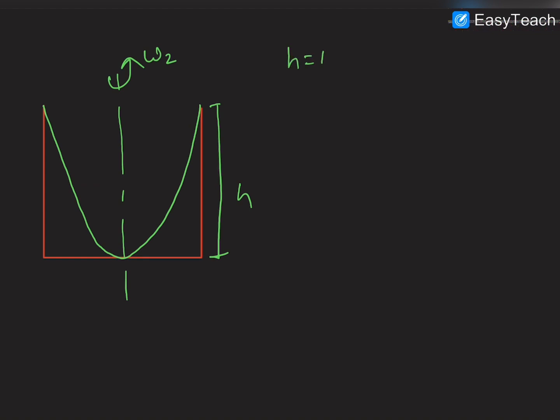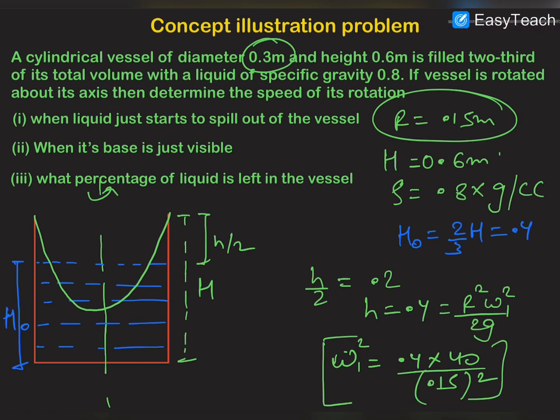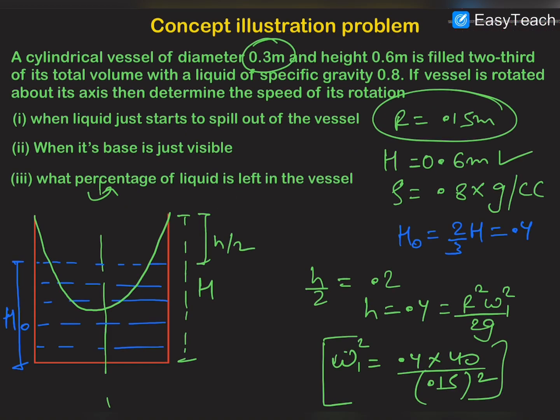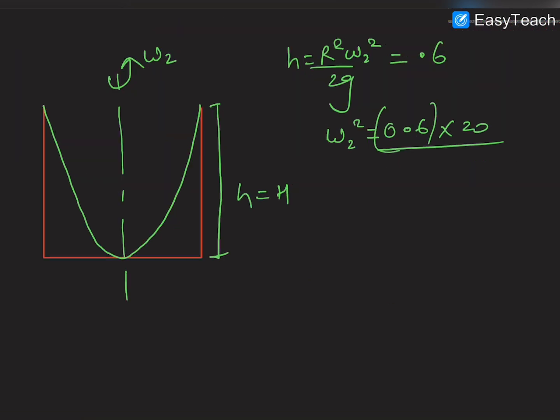Now again h is r square omega square by 2g. So h is r square omega 2 square by 2g, and this h will be equal to the height of the container, and this height was 0.6. So this h will be 0.6. So omega 2 square will be 0.6 into 2g, which is 20, sorry, it would be 20 only, divided by r square, which is 0.15 whole square.